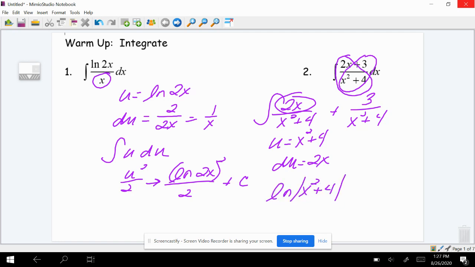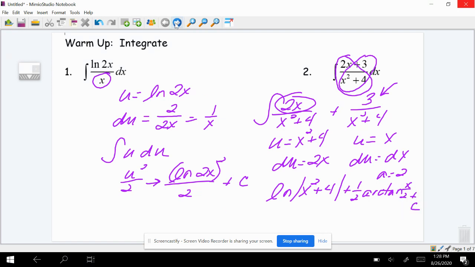The absolute value is kind of unnecessary. This one, you can't do that because we don't have an x on the top. We just have a number. So this is actually an arctangent. U is x, du is dx, or just 1. A is 2. So we end up with plus 1 over a, 1 over 2, arctangent of x over 2 plus c.